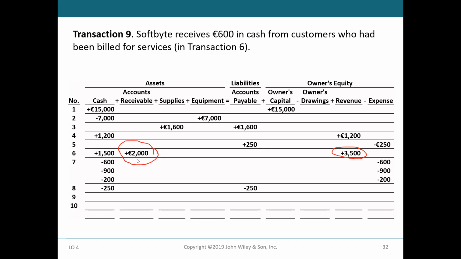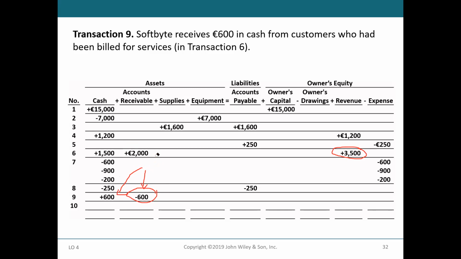Now in transaction number 9, it says the company receives 600 euros in cash from the customer. So now our cash will increase by 600 and our accounts receivable will decrease by 600. Why does our accounts receivable decrease by 600? It's because the customer owed us 2,000 last time, and now they pay back 600. So our accounts receivable should decrease by 600, because they don't owe us 2,000 anymore. In other words, we expect to receive 1,400 more after we got 600 here.